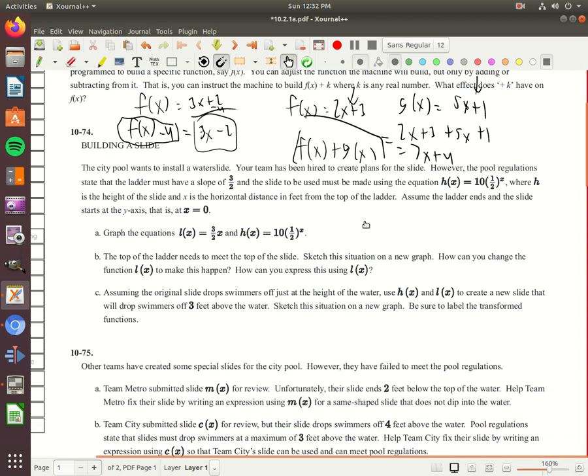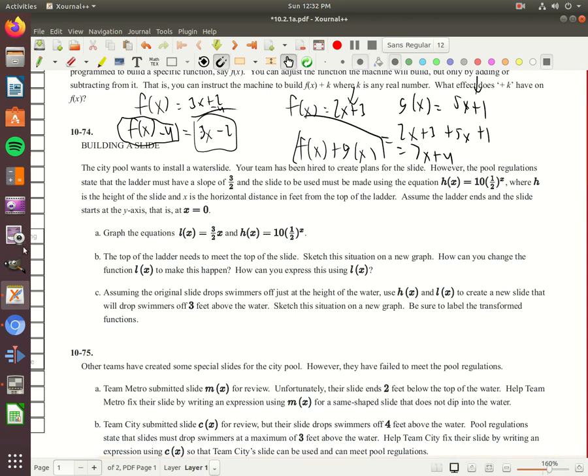So anyway, the city pool wants to install a water slide. Your team has been hired to create plans for the slide. However, the pool regulations state that the ladder must have a slope of 3/2, and the slide to be used must be made using the equation h of x equals 10 to the 1/2 x, where h is the height of the slide and x is the horizontal slide distance.